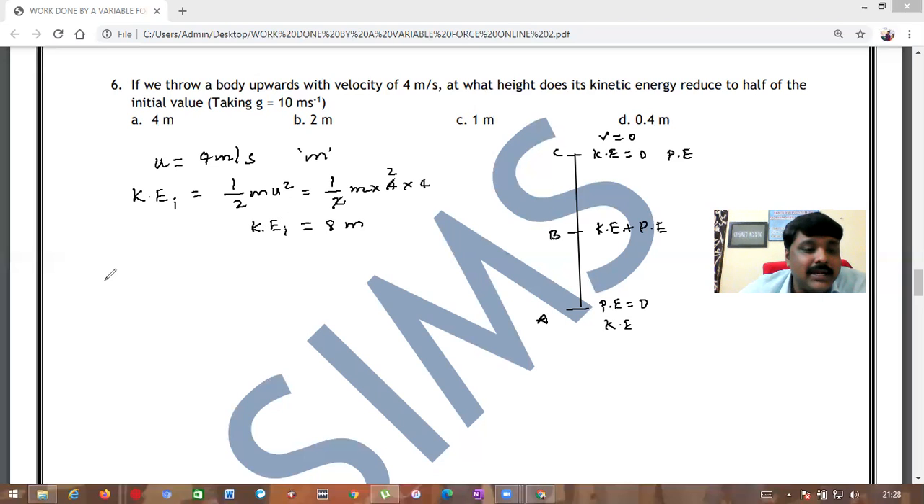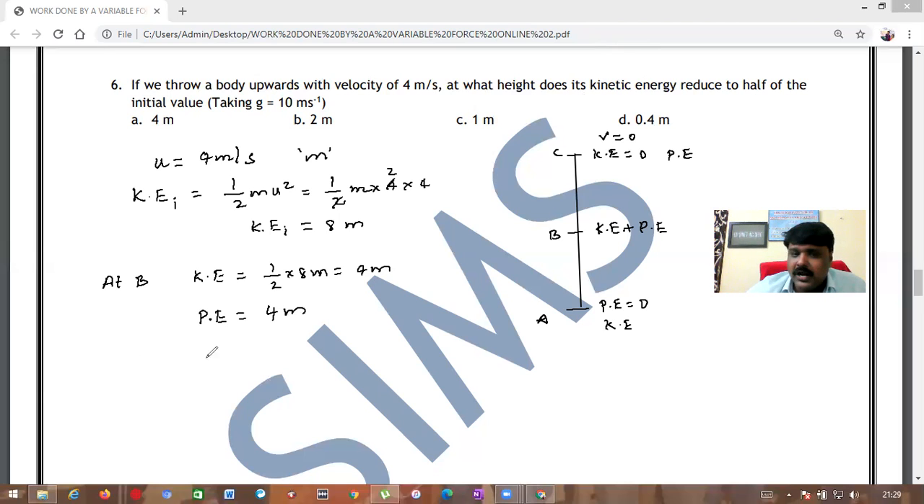But at B, the kinetic energy has become half of that. That means 4m. Then what about the remaining energy? The total energy must be 8m, but the kinetic energy has become 4m. That means the remaining energy will be in the form of potential energy, which equals 4m.